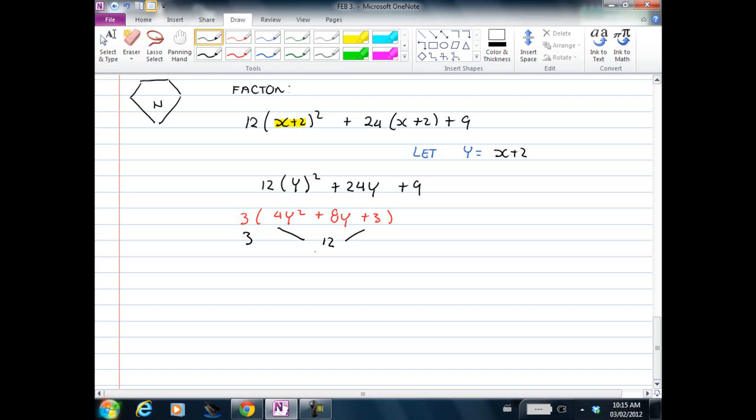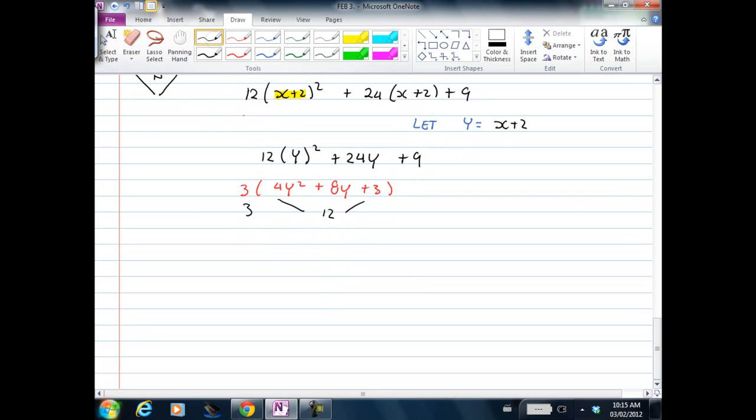What two numbers multiplied together give you 12 and add up together give you 8? Not 4 and 3. 6 and 2, see? So I'm going to go 3, that gives me 4, oops, let's forget about 4 for now. That gives me y plus 6, y plus 2. But I've got to divide this by 4.